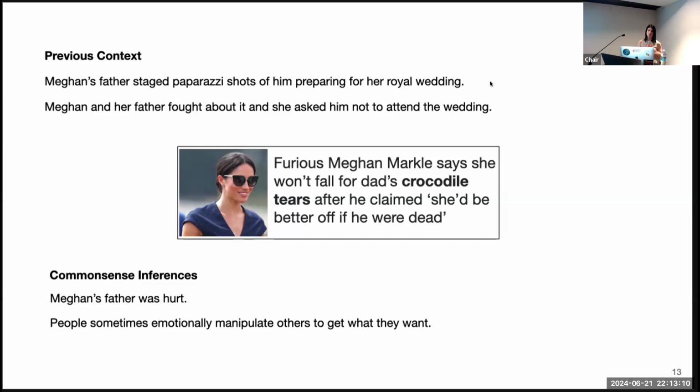And then you might also need to make some common sense inferences, like that because of what happened, he was probably hurt. And that people sometimes, when they're hurt or when they want to get something from other people, emotionally manipulate them. So from that, you can understand that this is some sort of non-genuine expression of sadness that is manipulative.